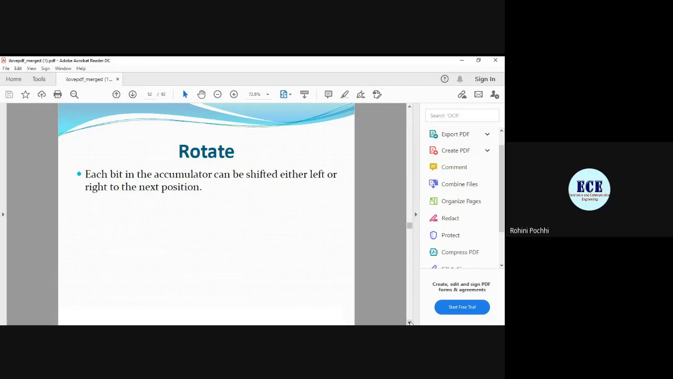Rotate, each bit in the accumulator can be shifted either left or right to the next position.